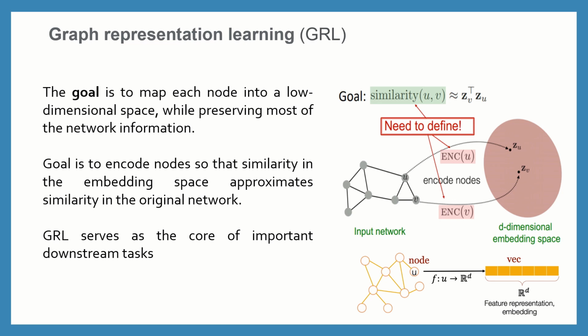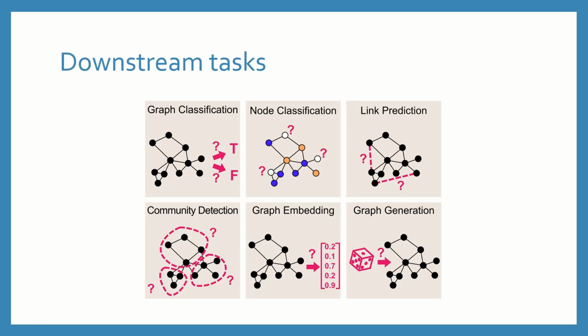So graph representation learning serves as the core for many important downstream tasks. There are different kinds of downstream tasks. For example, we can see in the picture we have graph classification, node classification, link prediction, community detection, graph embedding, and graph generation also. So we can see that graph representation learning plays an important role for many downstream tasks.